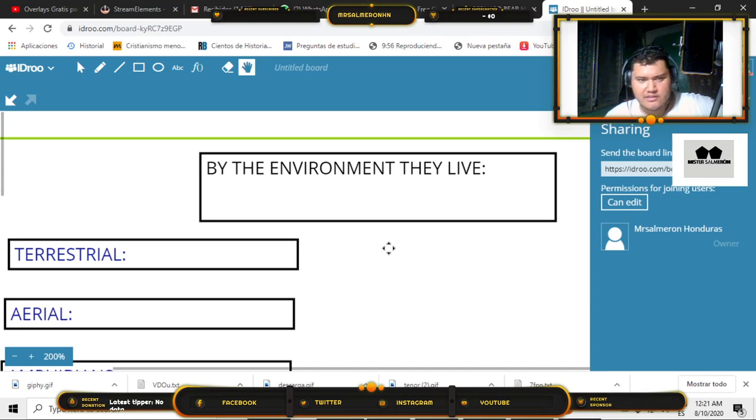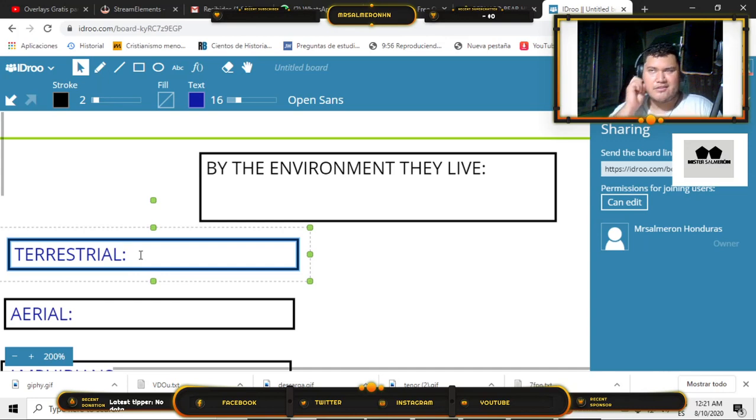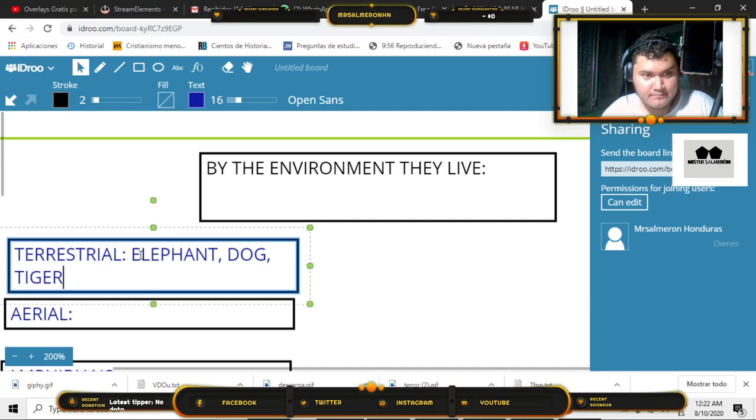The animals can be classified by the environment they live in. Now give me 3 examples of terrestrial. That's the first point, the first moment that you're going to start. Terrestrial, 3 examples. Elephant, another, the dog, another, the tiger. Ready, you have 3 examples.